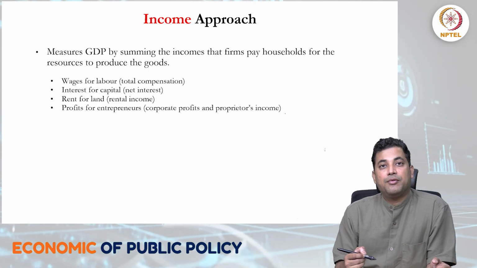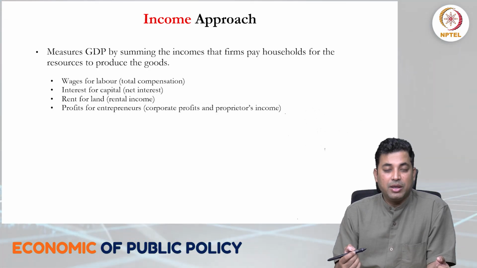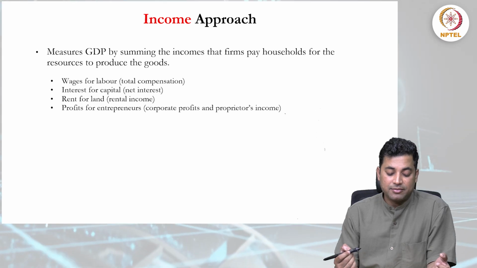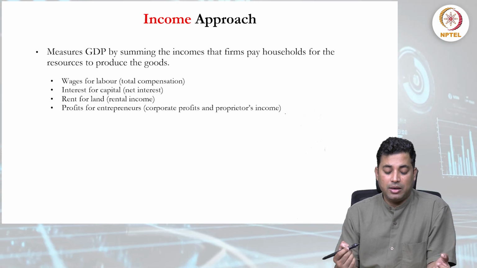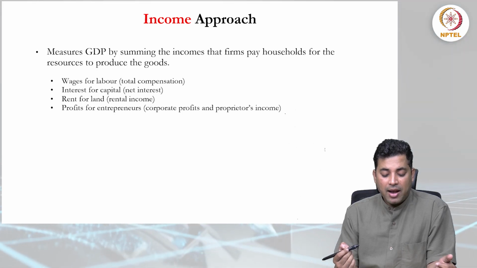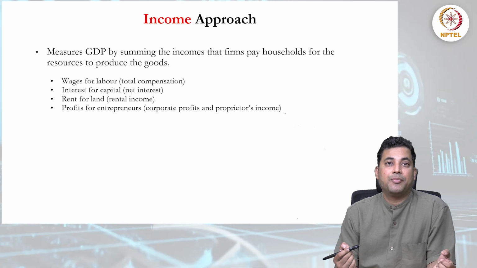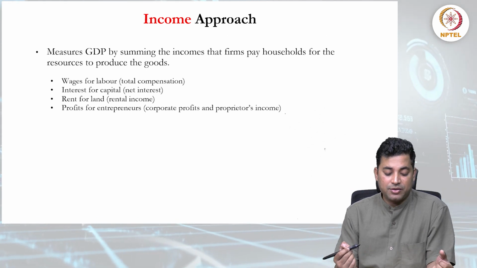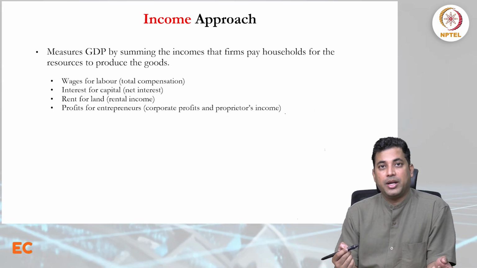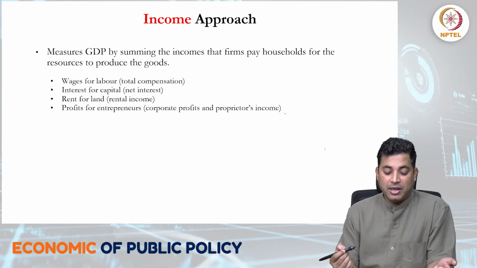Then for capital, we pay the rate of interest. Firms will pay the rate of interest to financial institutions like banks if they borrow money from a bank, and rent for the land, like three basic fundamental factors of production. So rent is the rental income that will be counted as part of the income approach of GDP calculations.